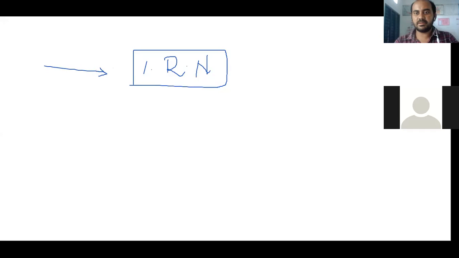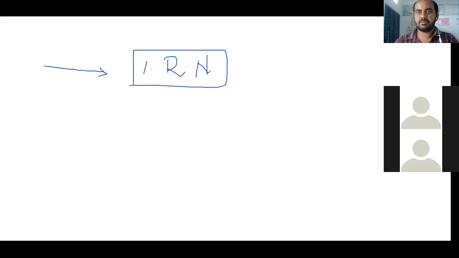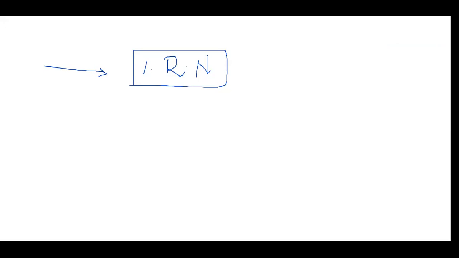Anybody? Sir, the rational numbers and irrational numbers are called real numbers. Yes. Good. Rational numbers and irrational numbers. Anything else? Anybody?